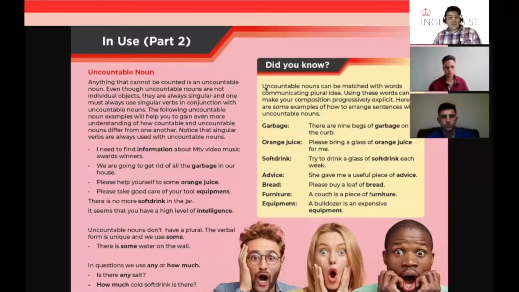Uncountable nouns. Okay, these are the uncountable nouns. Anything that cannot be counted is an uncountable noun. Even though uncountable nouns are not individual objects, they are always singular, and one must always use singular verbs in conjunction with uncountable nouns. The following uncountable noun examples will help you to gain even more understanding of how countable and uncountable nouns differ from one another. Notice that singular verbs are always used with uncountable nouns.